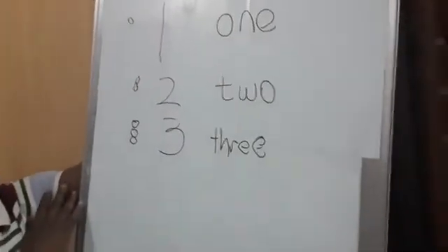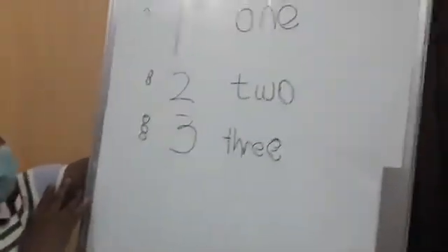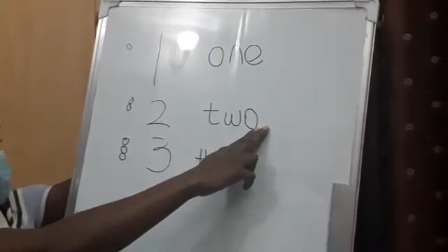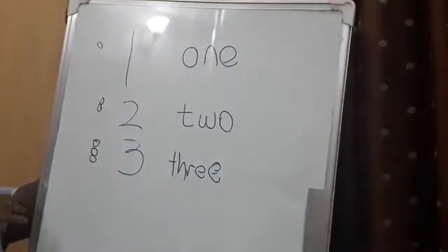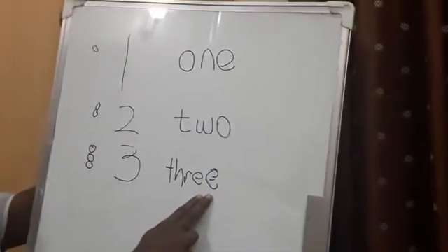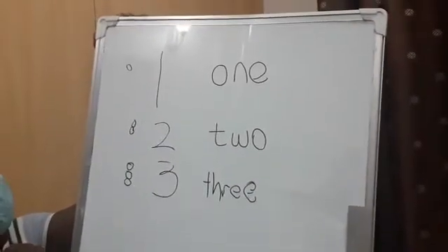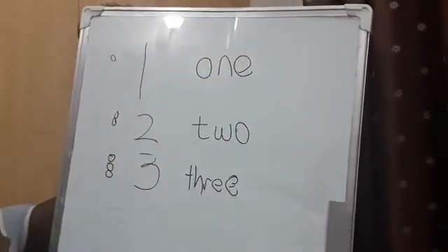Now, who can show me and spell the number 2? A child can point. T-W-O, 2. Who can point and spell number 3? T-H-R-E-E, 3. This is my show me exercise actually right now. Who can point and spell number 1? O-N-E, 1. Now I want to make this a little more tricky.